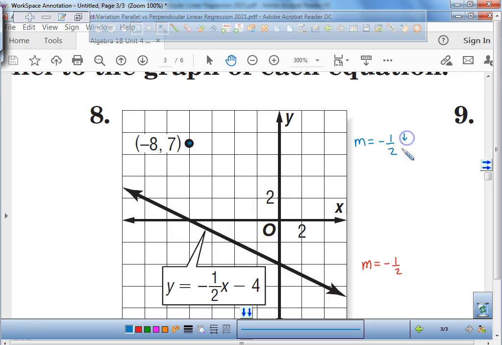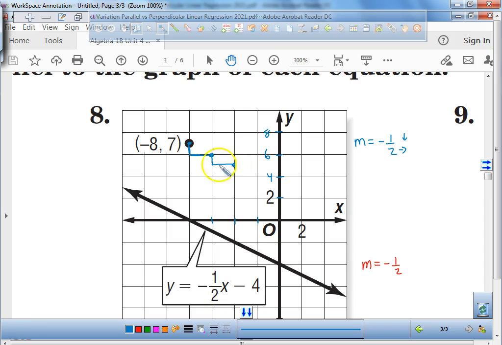Down 1 and over 2. So how do I go down 1? Can you guys see how these are actually going up by 2's? So this is a 2. What's that? That's a 4. That's a 6. That's an 8. So right here is a 7. So I got to go down 1 and over 2. So how do I go down 1 and over 2? I got to go down 1 and over 2 right there.